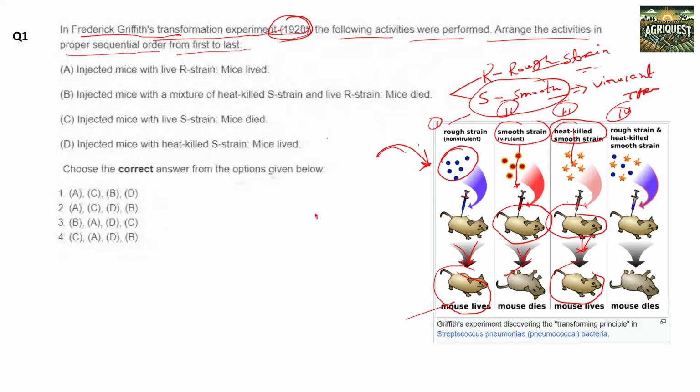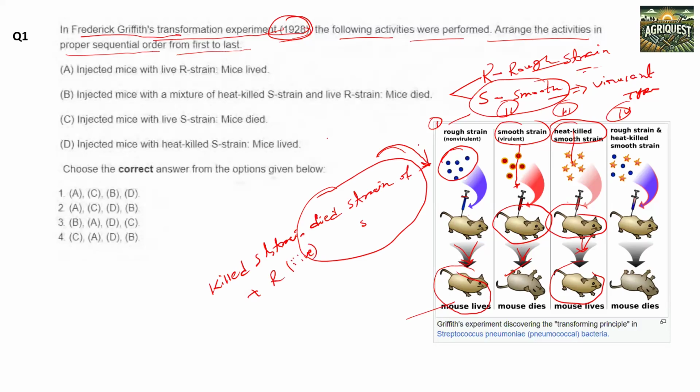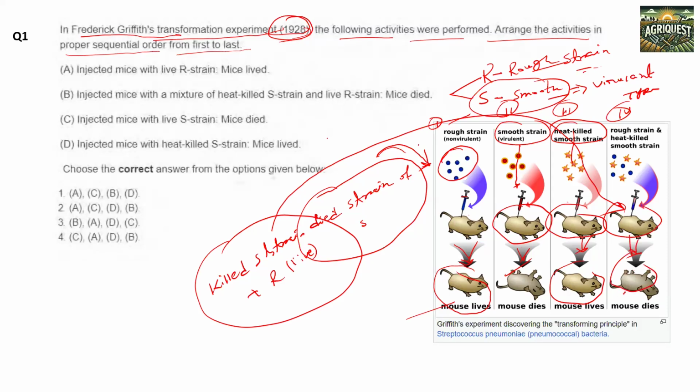He used the dead S strain, after killing, or you can write the killed S strain, along with the live R strain. When these two inoculations enter the mouse, it will die. Then what happened? He found live cells in the blood of the dead mouse.